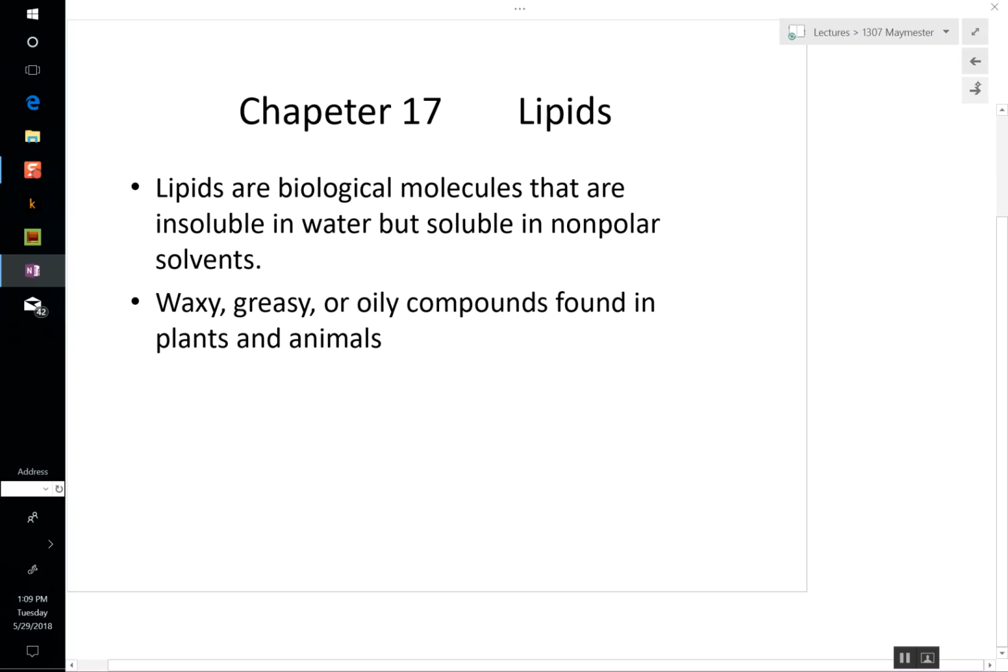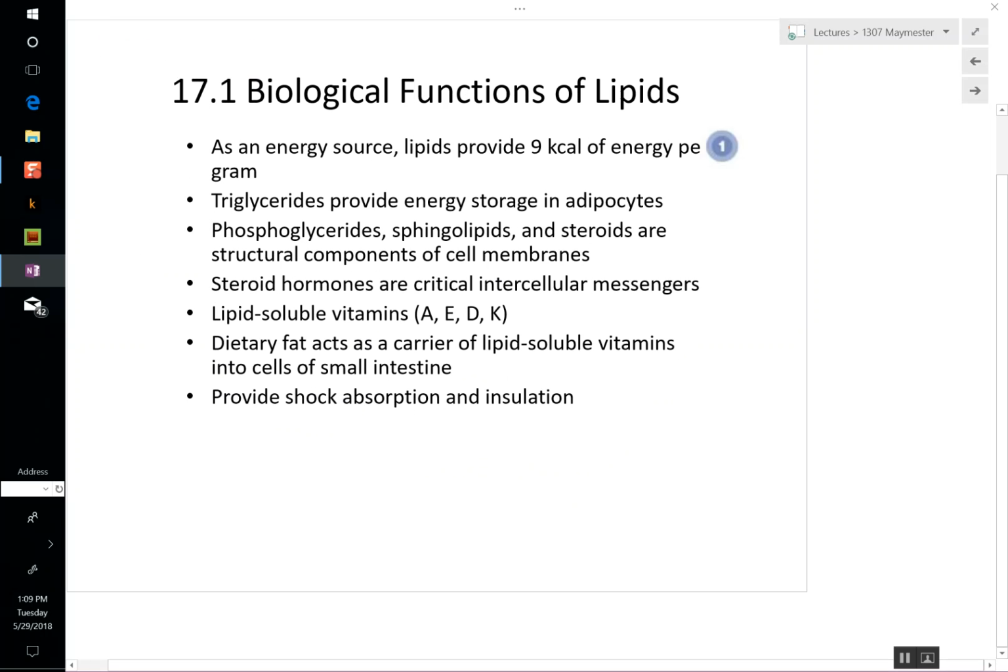Did I go 2 slides? All right, they're an energy source. Lipids pack about 9 kilocalories of energy per gram, where carbohydrates pack about 4 or 5. So lipids pack a little more energy. Triglycerides provide energy storage in adipocyte cells.